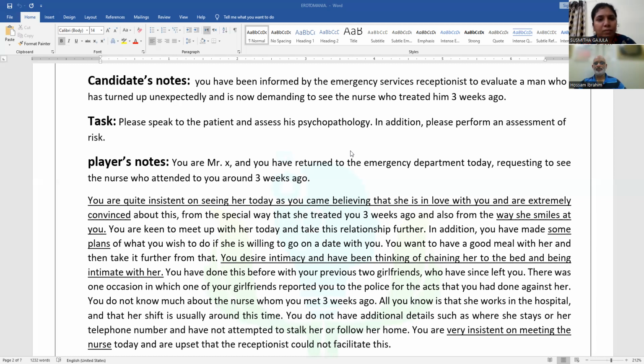1, 2, 3, go. Hello, Mr. Robin. I'm Dr. Gajula, one of the mental health doctors working here. Well, I'm not crazy. I did not ask to see any mental health doctors. With all my respect, I want to meet Michelle. She's my fiance, so I hope they give me the chance just to have a talk with her, please.